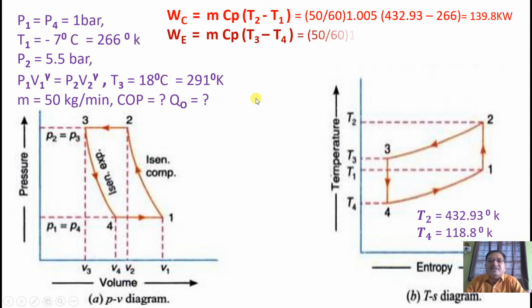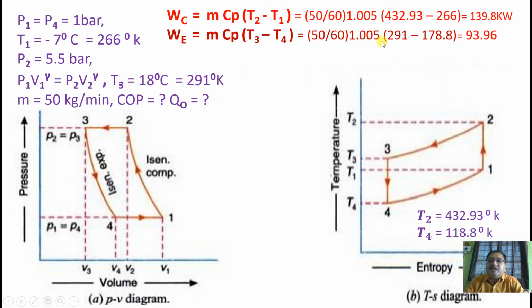Now work of expansion, similar formula: mass into specific heat into T3 minus T4. Now why T3 minus T4? Because the process of expansion is 3-4. After expansion the temperature is reduced from T3 to T4. So here I am writing mass into specific heat into T3 minus T4, and again the mass is 50 upon 60 kg per second; 50 kg per minute is converted into per second.